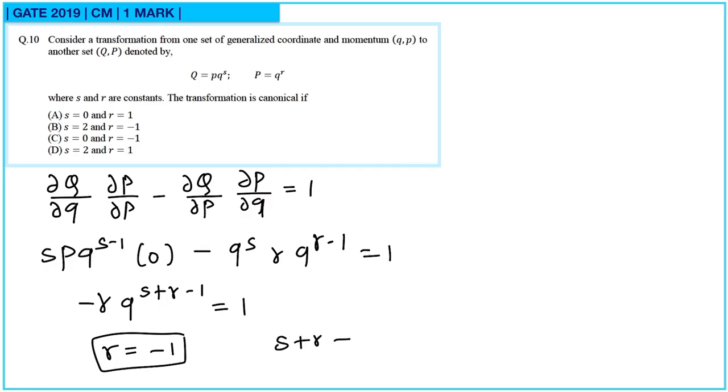That means S plus R minus 1 is equal to 0. But R is minus 1. So S minus 1 minus 1 should be equal to 0. That means S is equal to 2. So S is 2 and R is minus 1. So option B is correct. Next question.